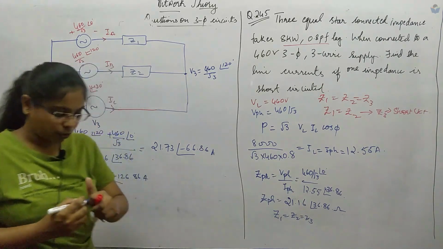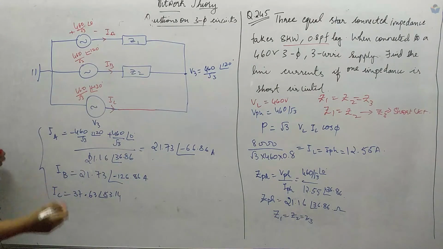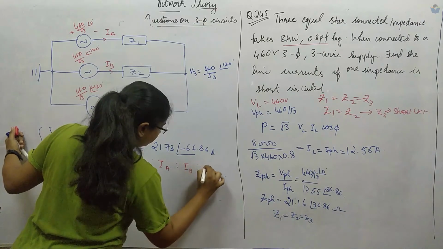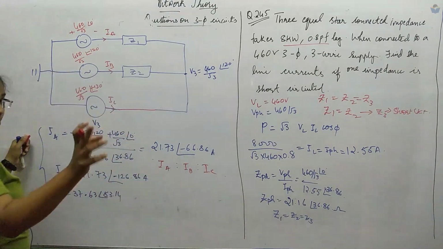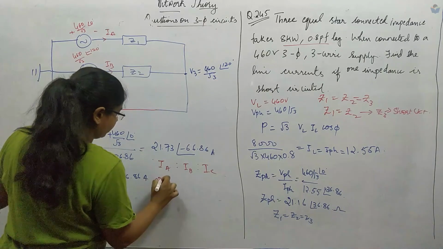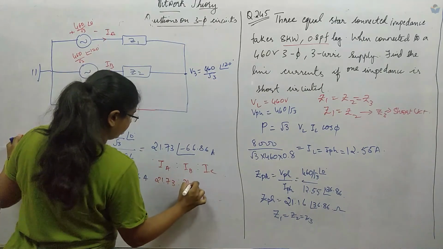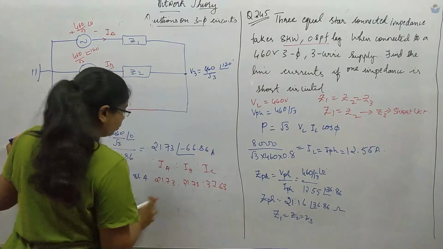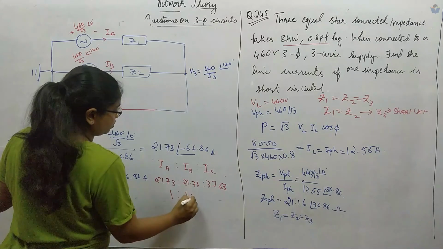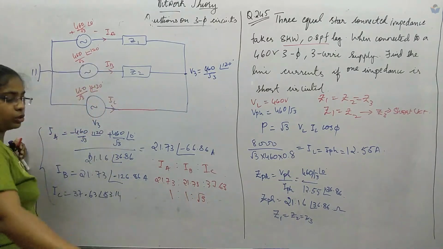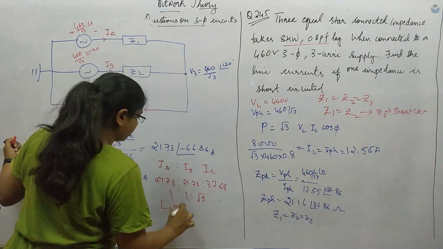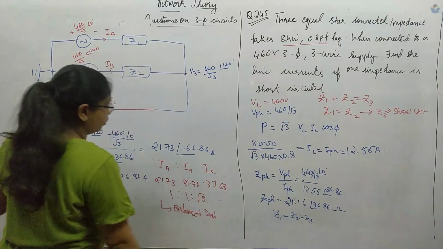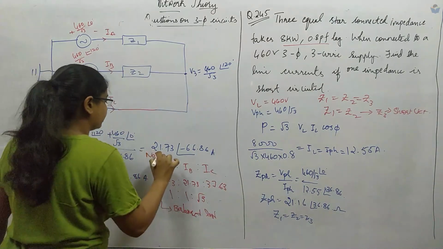Now here is one more point to observe. If you see IA, IB and IC, looking only at the amplitude, this is 21.73, 21.73, and this is 37.63. So what does it mean? The 1:1:root 3 ratio holds only for balanced load. The supply will be balanced, but this is for a balanced load. So this is one of the note points.